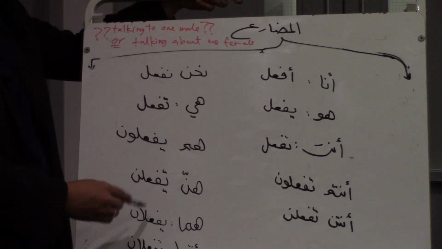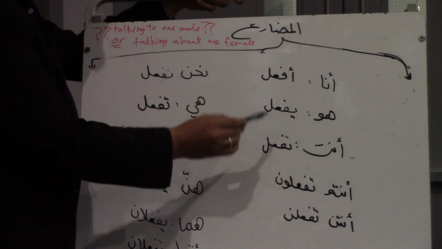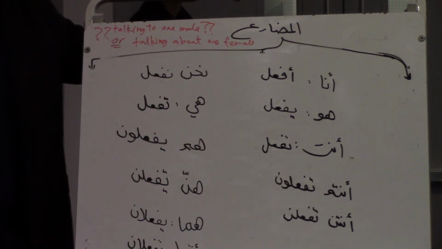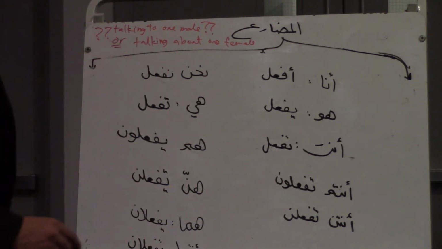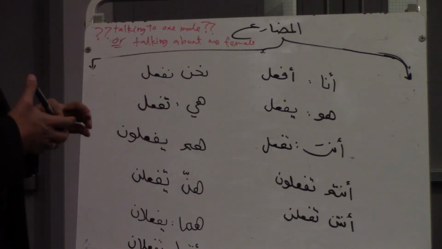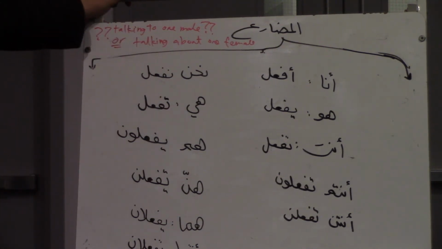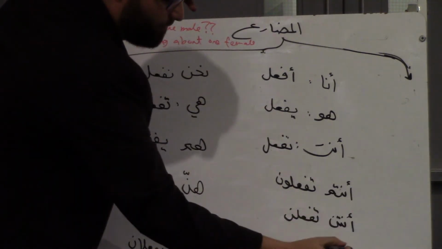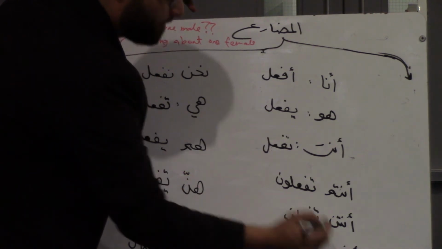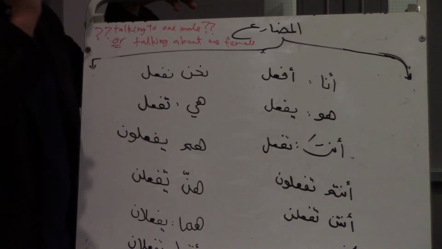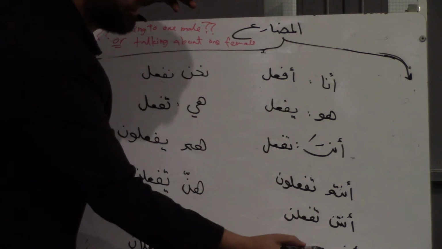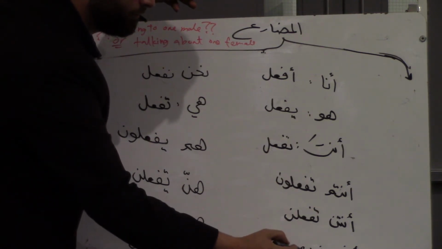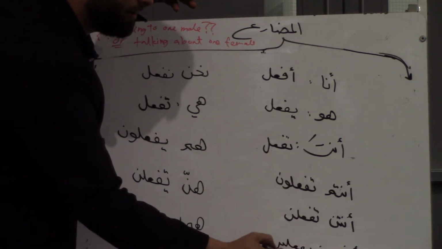Count, how many do you have? 1, 2, 3, 4, 5, 6, 7, 9, 10, 11, 12. What's missing? You did nahnu. What's missing? Aywa, anti. Very good. So this is anta, talking to one person, male. Anti, you're talking to one lady. You'll say taf'aleen.